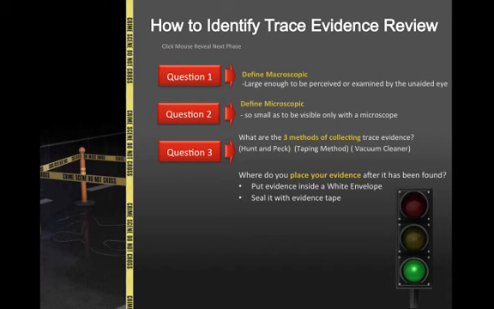The hunt and peck method is using tools such as a white envelope and tweezers along with a flashlight. The taping method is using tape along with saran wrap to secure the tape. And the vacuum cleaner method is used with a vacuum cleaner. Where do you place your evidence after it has been found? Put evidence into a white envelope. Seal it with an evidence tape seal.